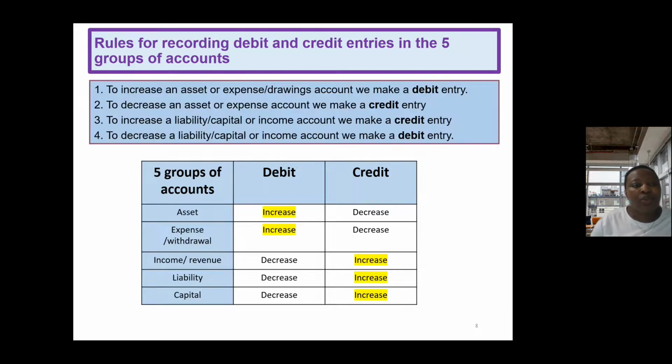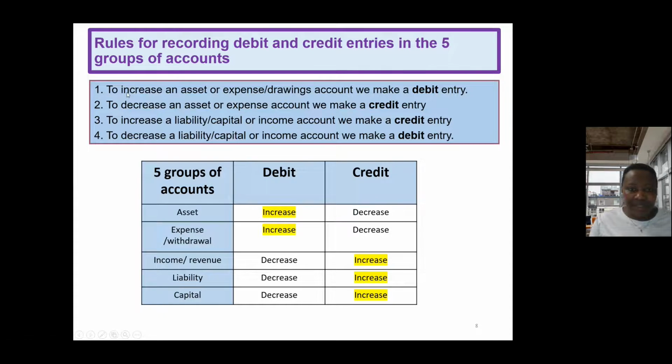Okay. So what are the rules for recording debit and credit entries in the 5 groups of accounts? Initially I said that we had 4 stages. You want to identify the transaction. You want to know which of the 5 groups of accounts have been affected. And then you want to know, has there been an increase or a decrease? And then you know how to record that in the journal entry. The 5 groups of accounts we referred to are the assets, the expense or withdrawal, the income or revenue, and the liability and capital. All of these we had explained in the initial video. Please watch that if you haven't.